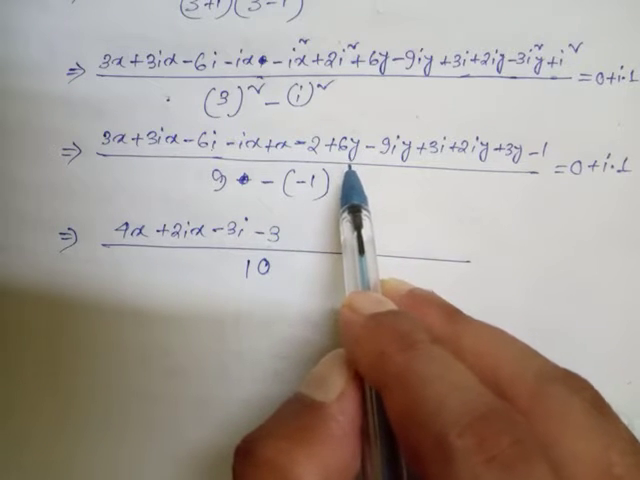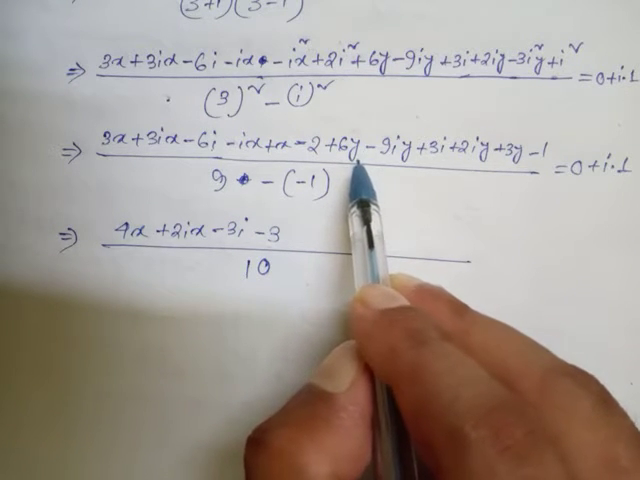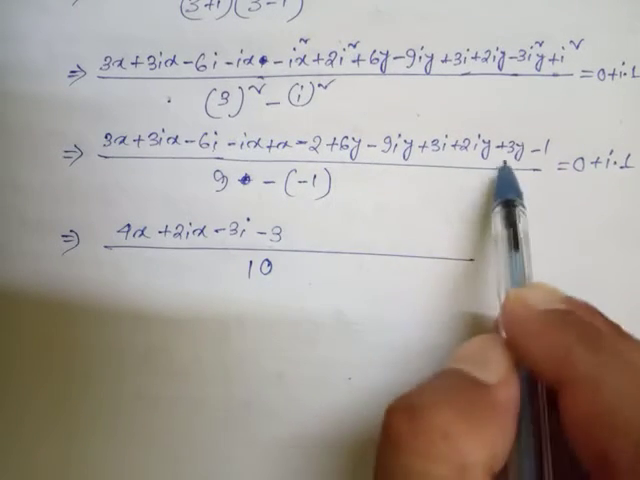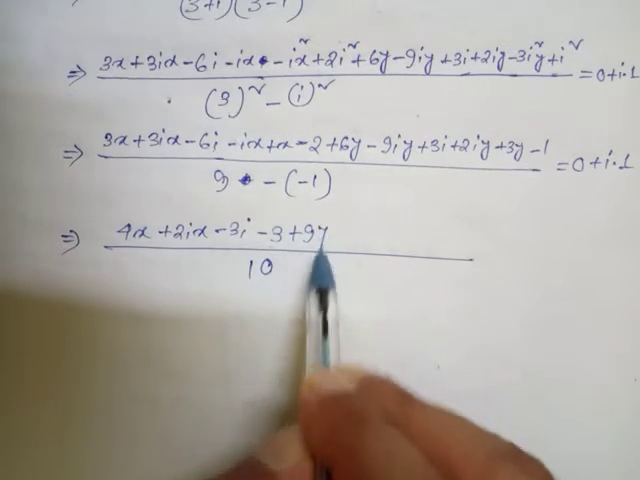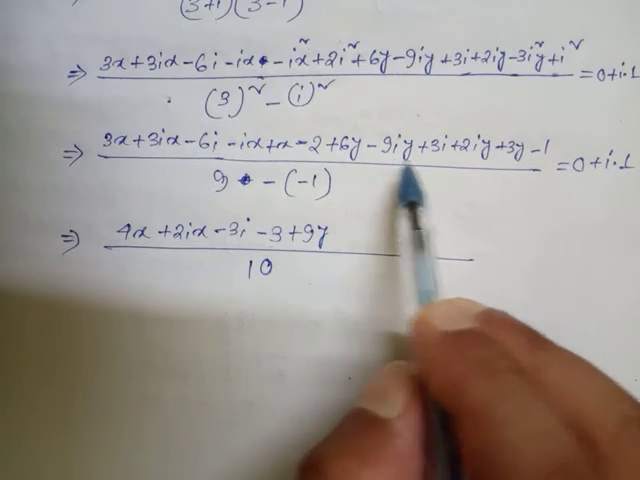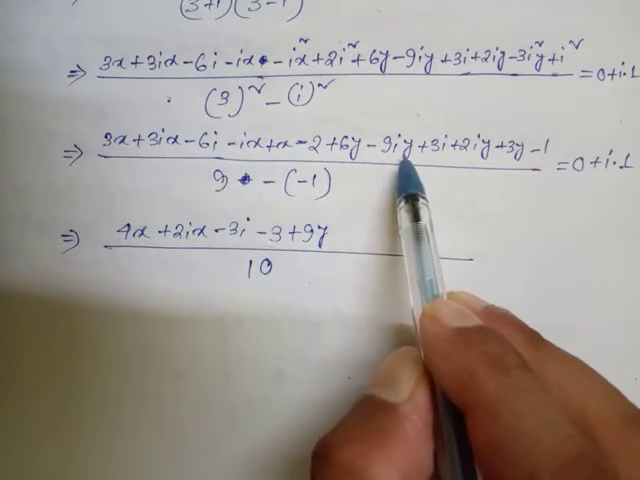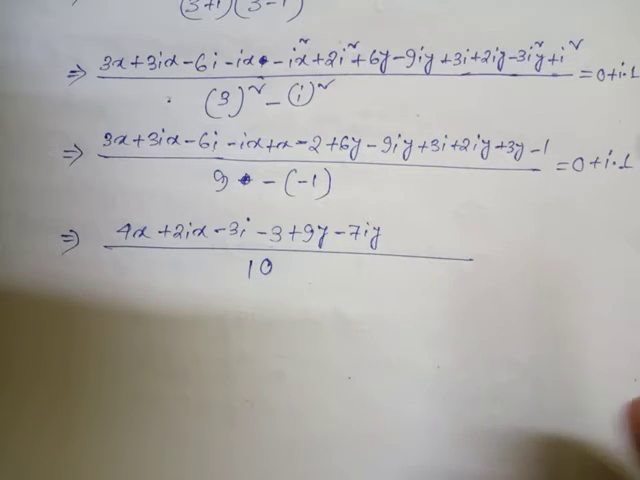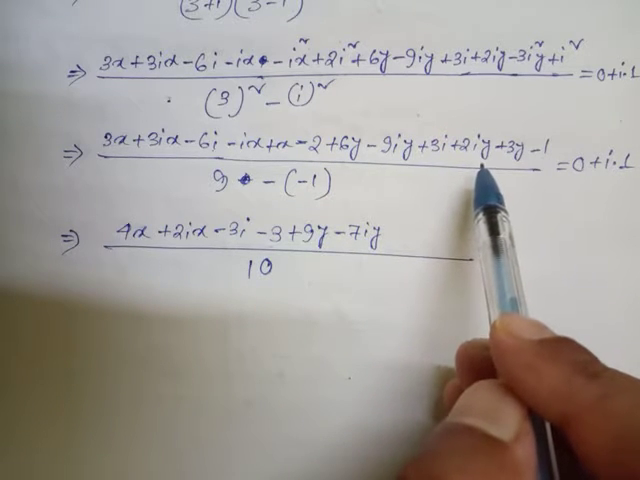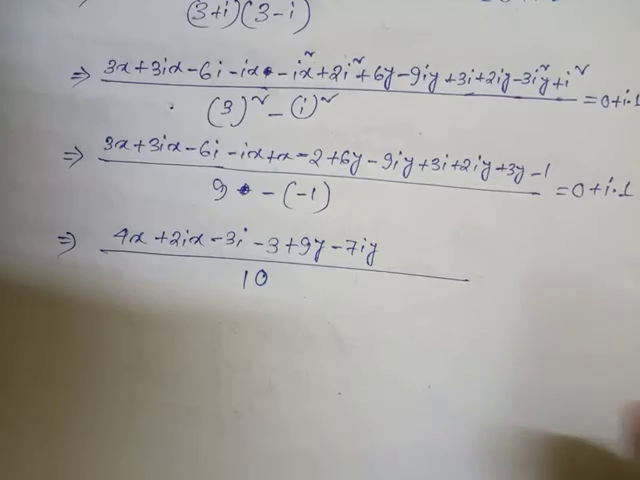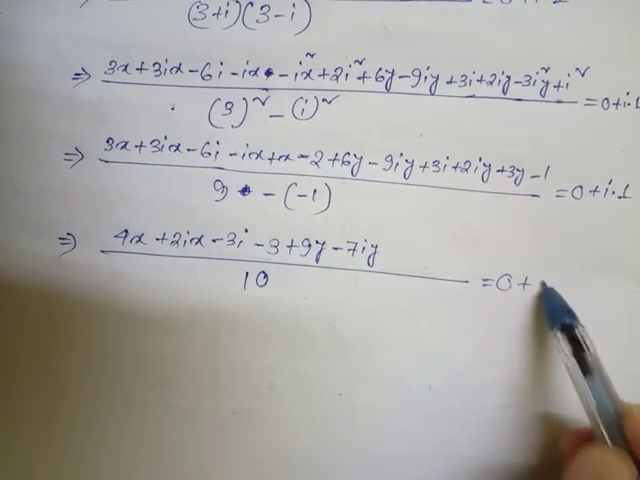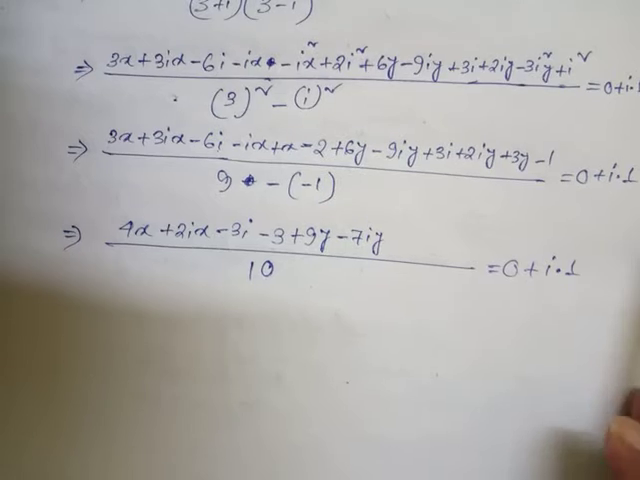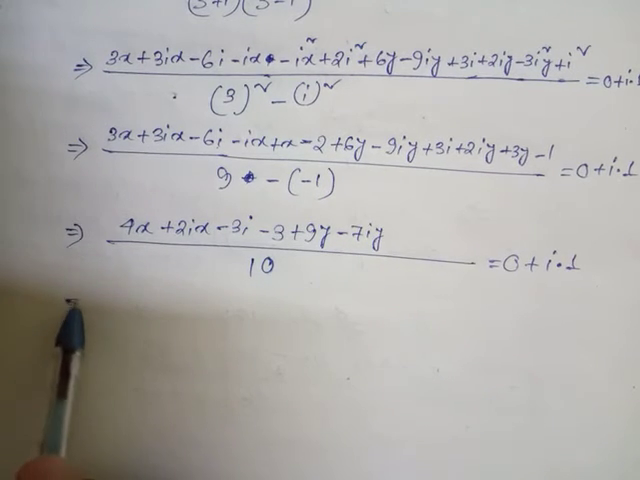So student, now 6y plus 3y, 9y. Now after that, minus 9iy plus 2iy, which means minus 7iy, and equal to 0 plus i into 1 will be here. Now look student, if I rearrange this real and imaginary part here, then what will happen?